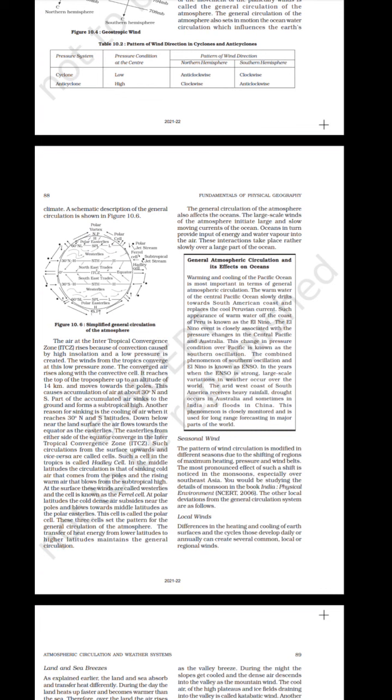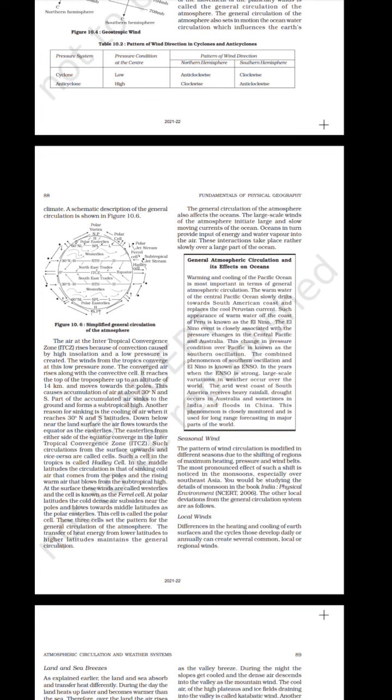Seasonal wind. The pattern of wind circulation is modified in different seasons due to the shifting of regions of maximum heating, pressure, and wind belts. The most pronounced effect of such a shift is noticed in the monsoon, especially over Southeast Asia. You would be studying the details of monsoon in the book India Physical Environment, NCERT 2006.